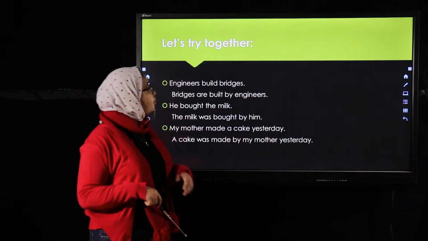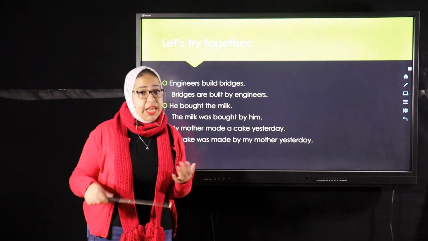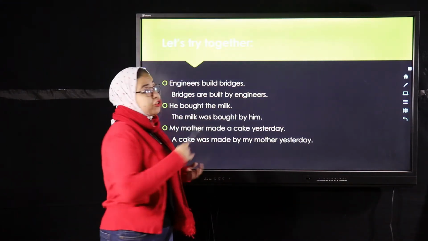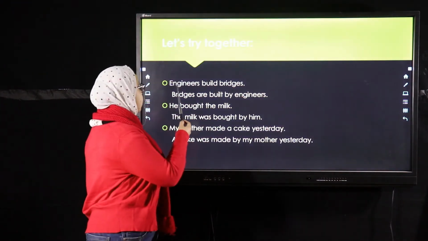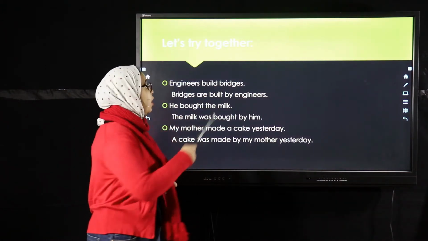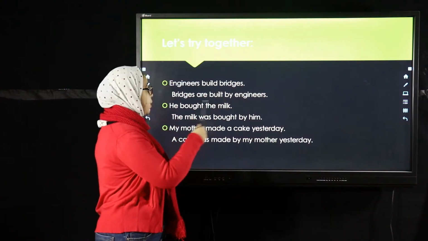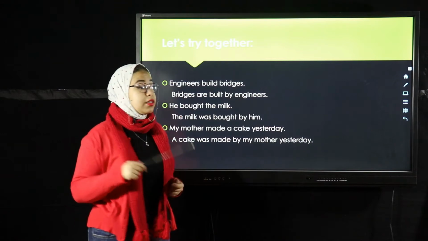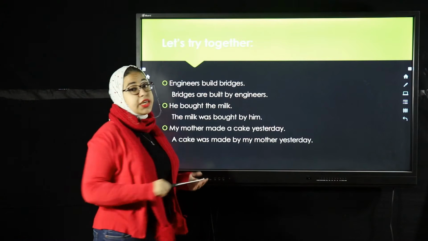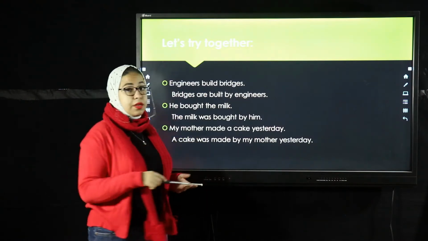So these are examples for an active sentence changed into a passive sentence. Engineers build bridges. Who is the subject? Engineers. What's the verb? Build, and that's the present simple. Bridges, and that's the object. So the object comes first, bridges, am or is or are, and then the past participle, built by engineers. As easy as that.